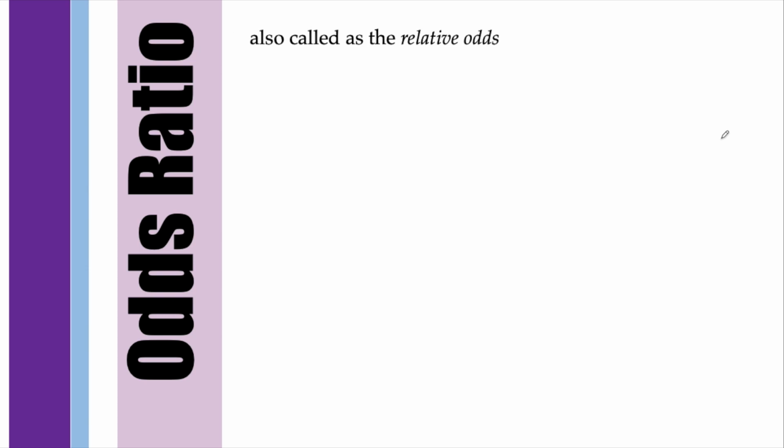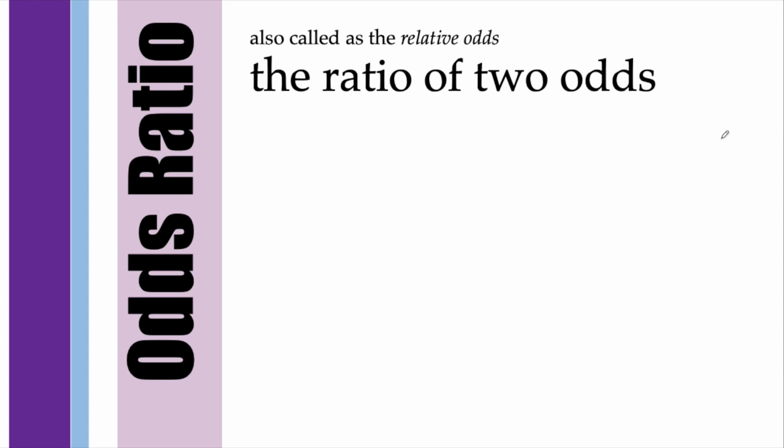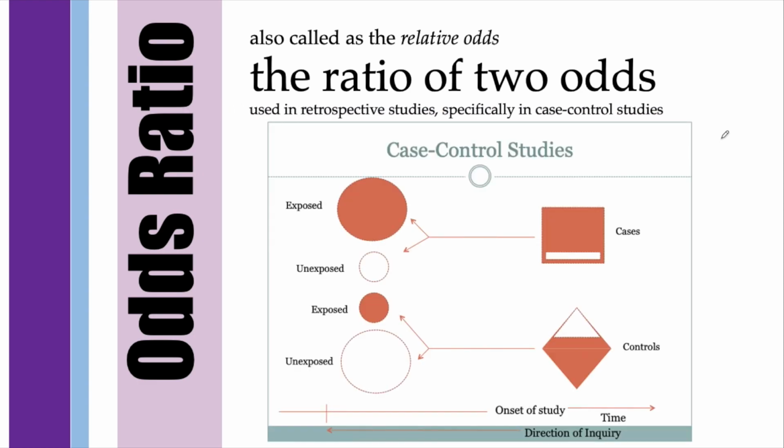So odds ratio is also called the relative odds, or simply the ratio of two odds. Given this figure is a case control study wherein the relative odds or the odds ratio is used. Note that the direction of inquiry here is backwards. You have a group of cases, meaning they are the ones who are positive, let's say, of the disease, and you have a group of individuals who are negative of the disease. And then you're going to take a look back at how many of them were exposed and unexposed.